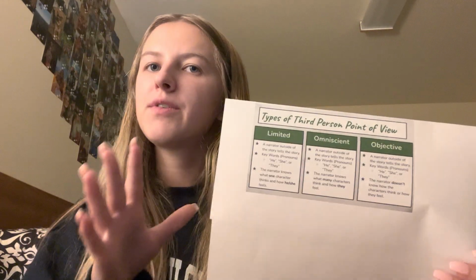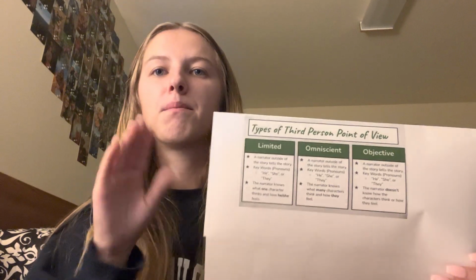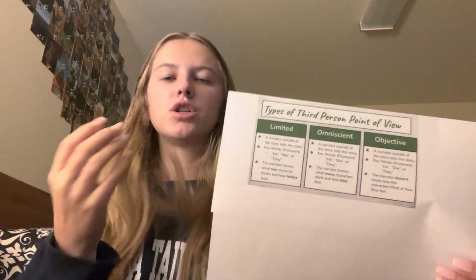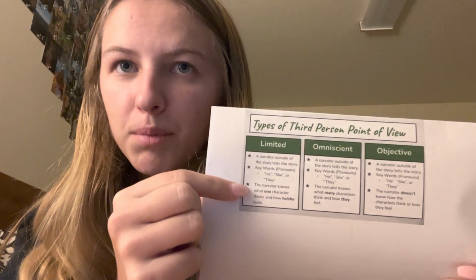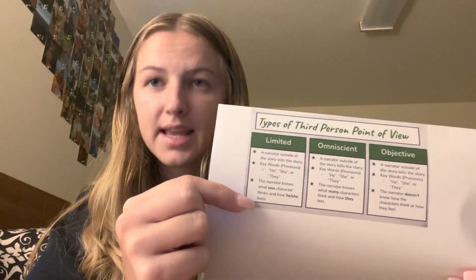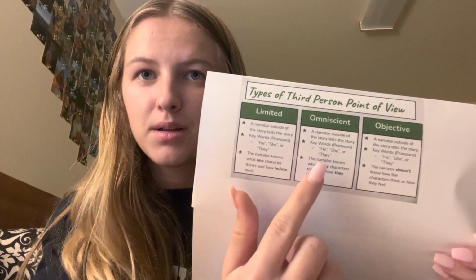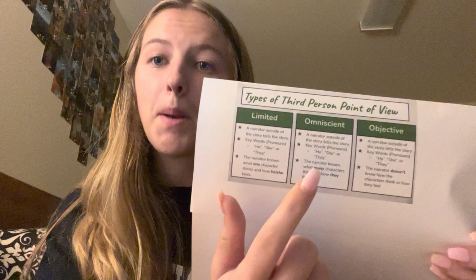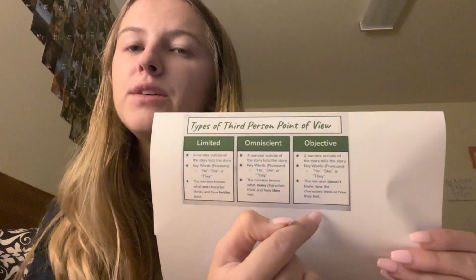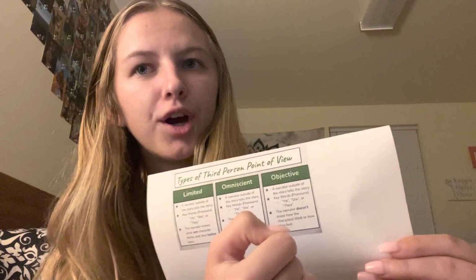The only difference between the three is the number of characters in which the narrator knows their feelings. So in limited third person, the narrator knows what one character thinks and how he or she feels. In omniscient third person, the narrator knows what many characters think and how they feel. And then in objective third person, the narrator doesn't know how the characters think or how they feel.